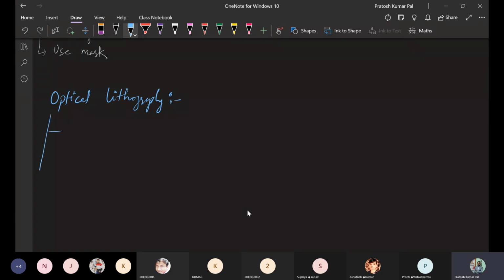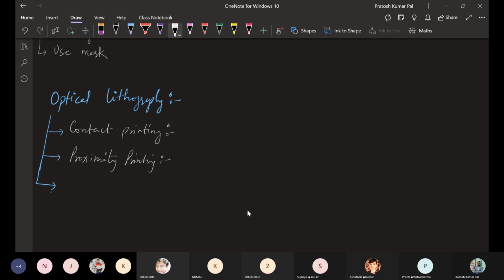So basically, there are three types of optical lithography. The first one is contact printing. The second one is called proximity printing. The third one is called projection printing.